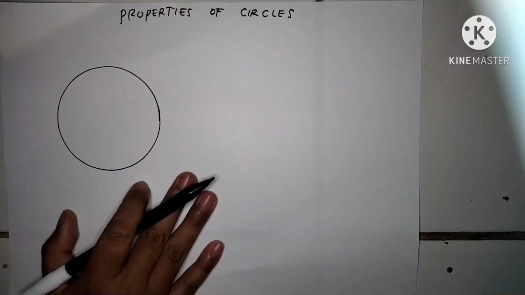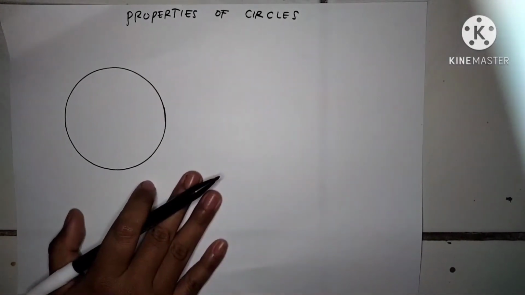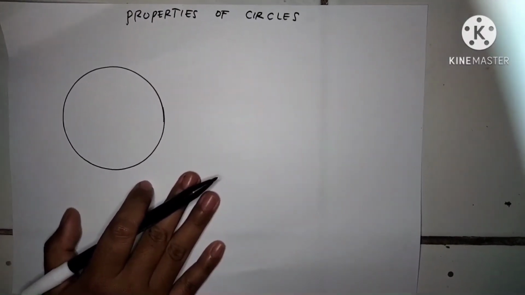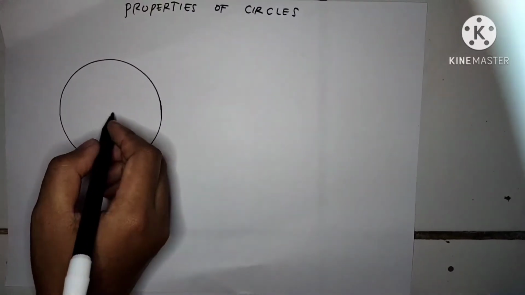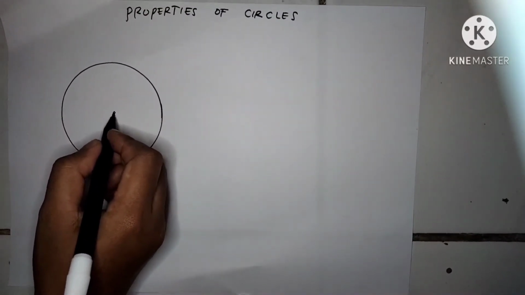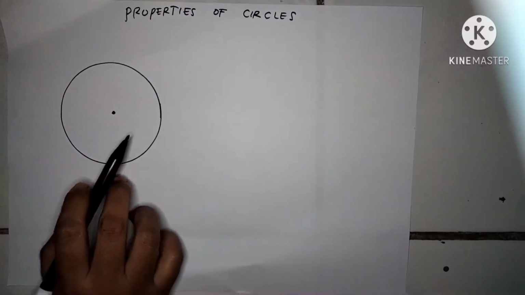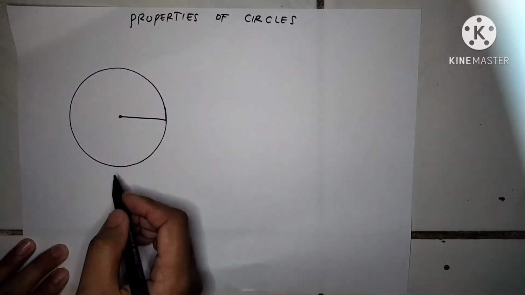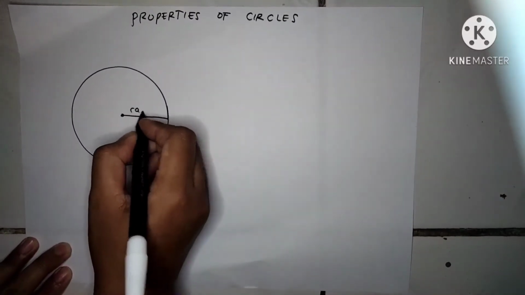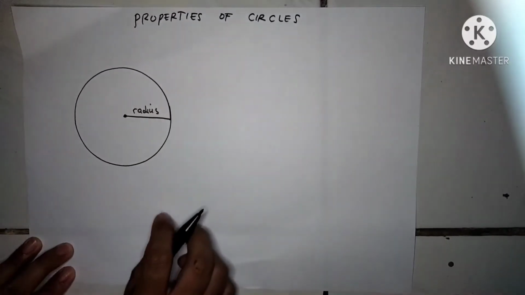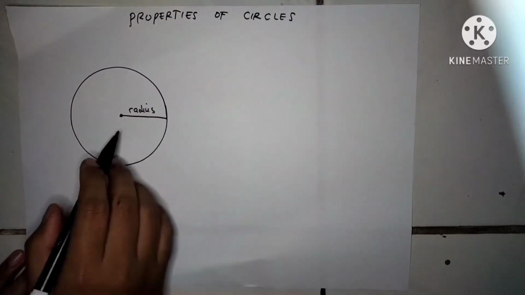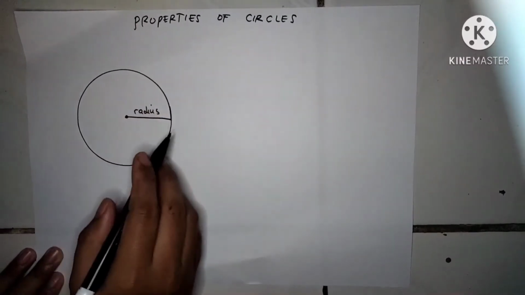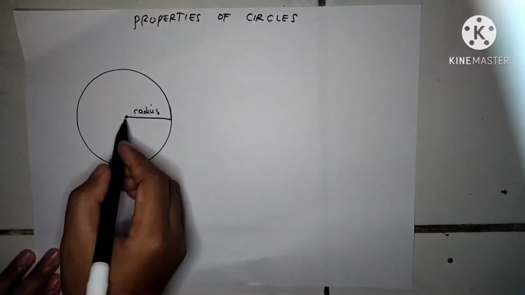Now I will explain about properties of a circle. You will already be familiar with the terms used to describe parts of the circle. This point is the center of the circle. The line from the center of the circle to the edge of the circle is called the radius. No matter where you draw the line from the center to the edge, the distance will always be the same.